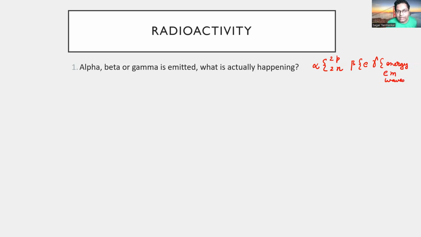We'll be studying this again a little ahead in this chapter, but for now, I can just tell you that from the nucleus of an atom, when an alpha particle is emitted, that means the nucleus is losing 2 protons and 2 neutrons. When a beta particle is emitted, the nucleus is losing an electron. And when gamma is emitted, that is nothing but excess energy, which is an electromagnetic wave. Okay, any questions?